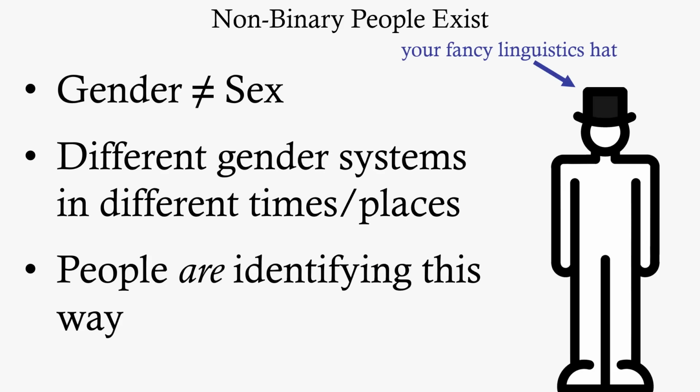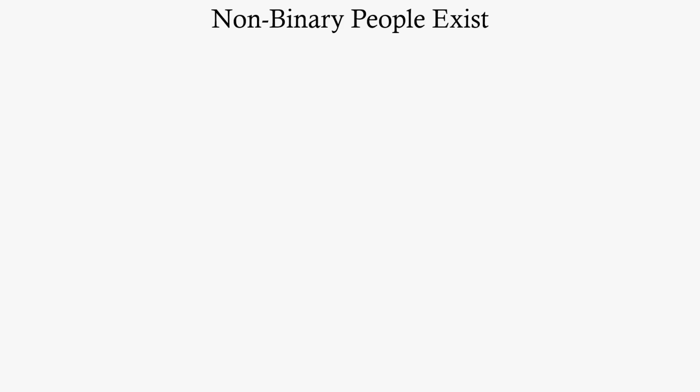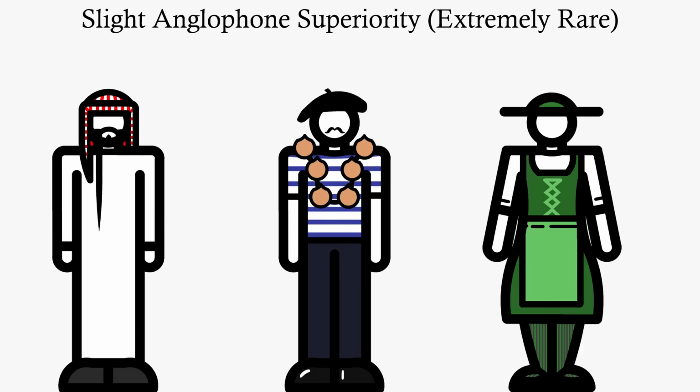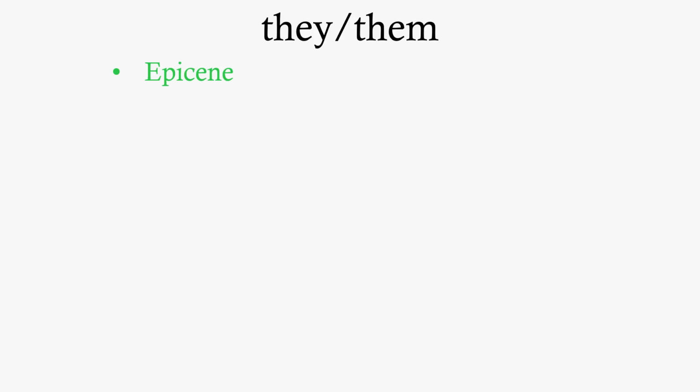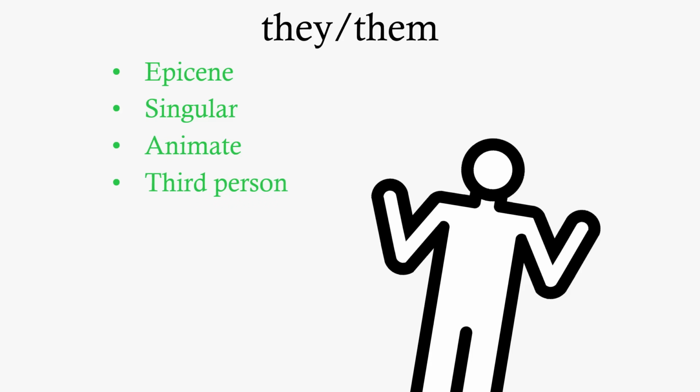And we've got our linguistics hats on here, so we like the definitions of words, considering other cultures and talking about people's lived experiences. Non-binary people exist, and it would be nice to be able to refer to them. Maybe we should count ourselves lucky that English isn't like French or German or Arabic. Since we already have an epicene singular animate third-person pronoun in everyday use, why not use it for non-binary people?